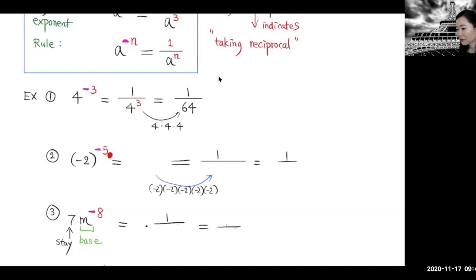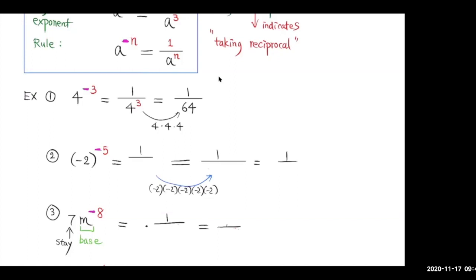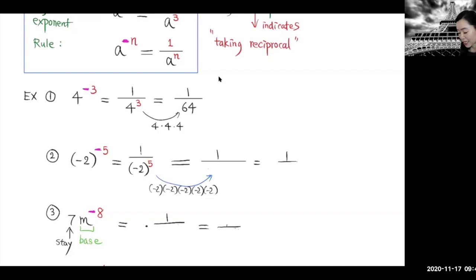So how should I rewrite this? 1 over what? Negative 2 to the fifth power. Yes. So negative 2, and then put the positive exponent 5 right here. So negative 2 to the fifth power goes down here. Negative 2 times itself 5 times is negative 32, so the result is negative 1 over 32.